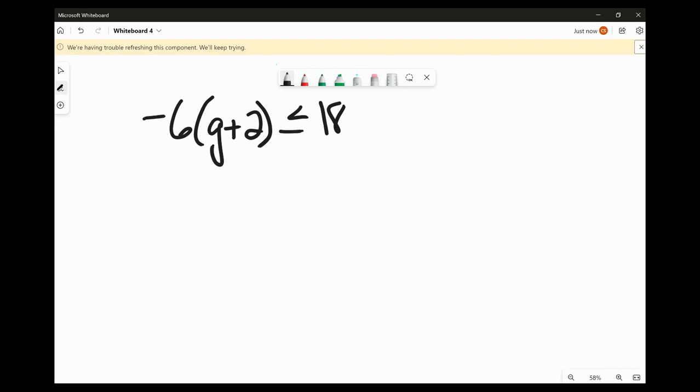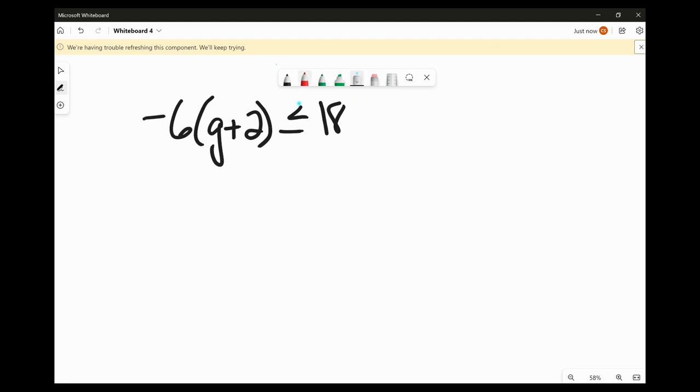Hi guys, today we're going to talk about solving inequalities. An inequality is anything that has an inequality sign: a greater than, a less than, greater than or equal to, or less than or equal to. So you can see here is the inequality sign. We're going to solve this. You follow the same rules for solving equations.